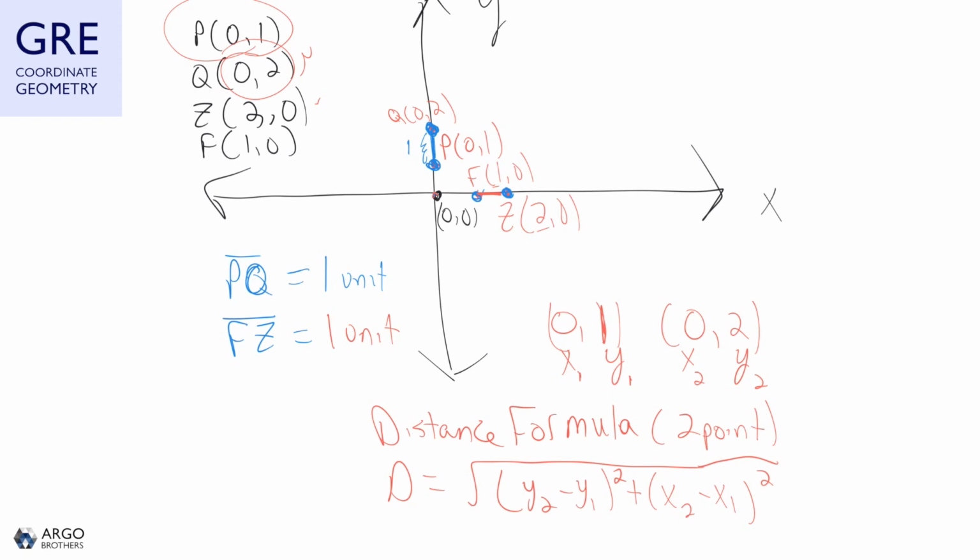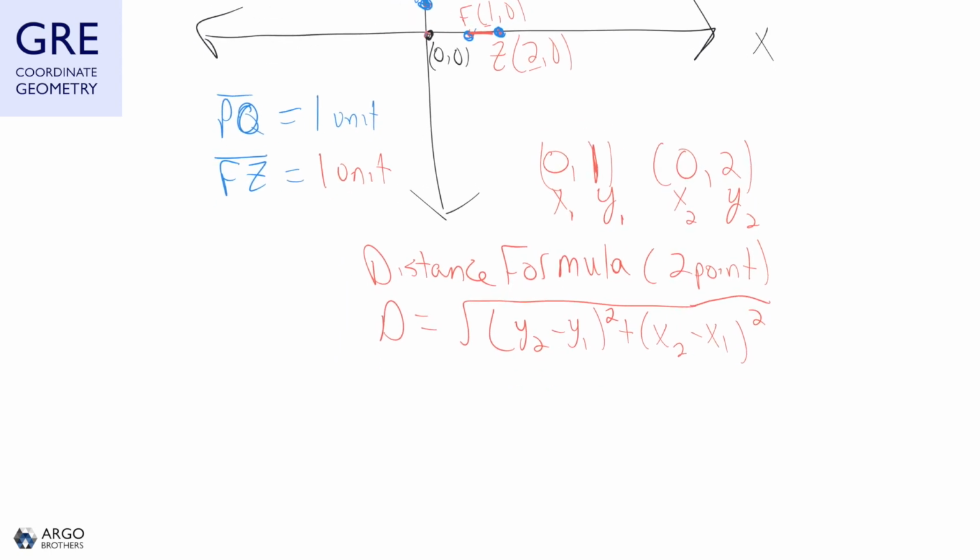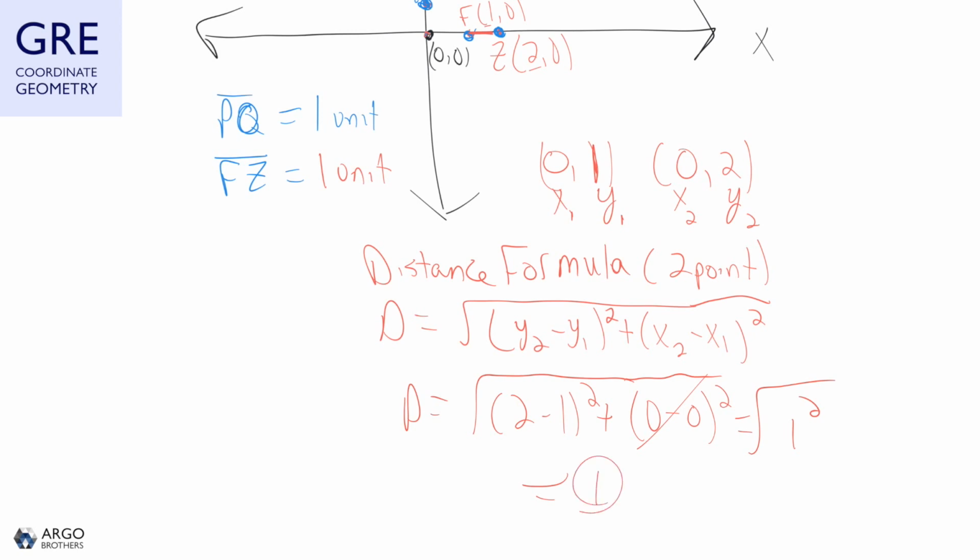So let's use our 2 points. We have 0, 1 and 0, 2. So x1 is 0 and y1 is 1, x2 is 0, y2 is 2. So D equals the square root of y2 minus y1, which is 2 minus 1 squared, plus 0 minus 0 squared. And then we would get the square root of just 1 squared, because this cancels out. And that would just equal 1. So yes, we did get a distance of 1 unit.